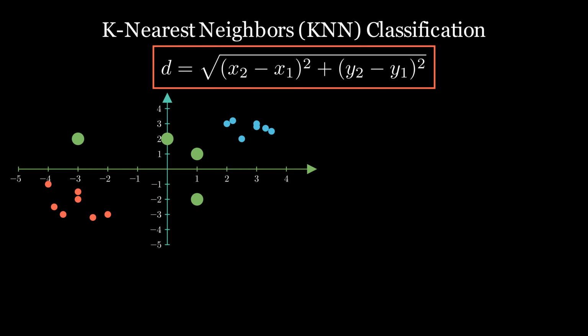Now, let's introduce some new test points. Shown in green, we will classify each of these points based on the k-nearest neighbors in the training data.